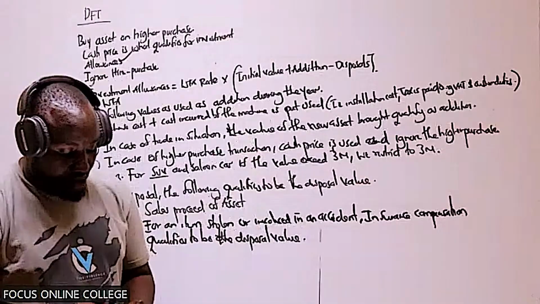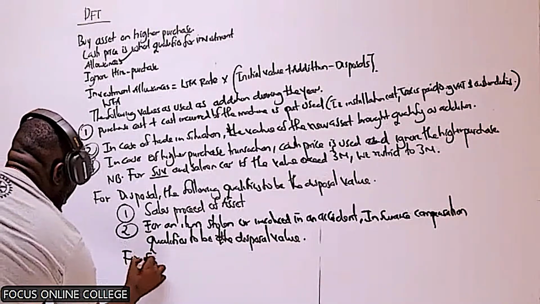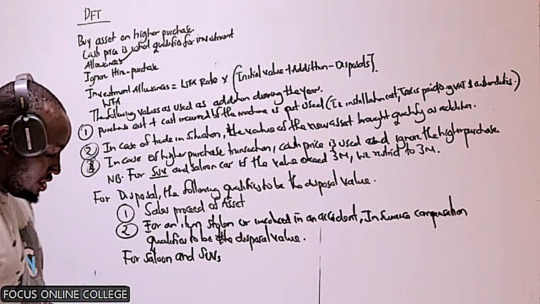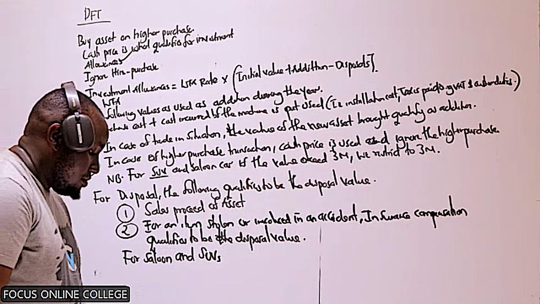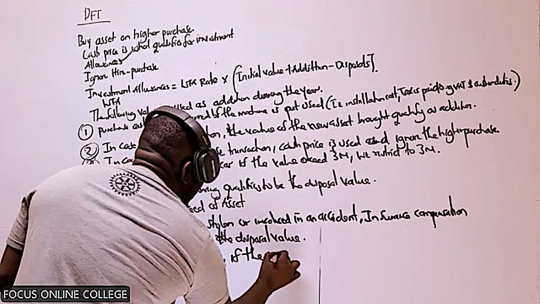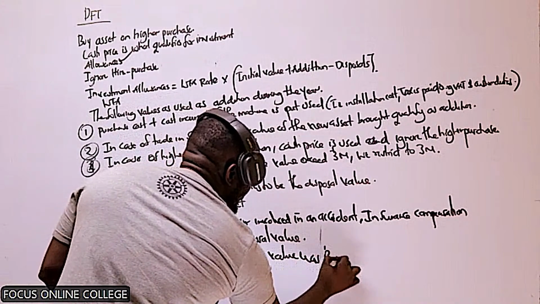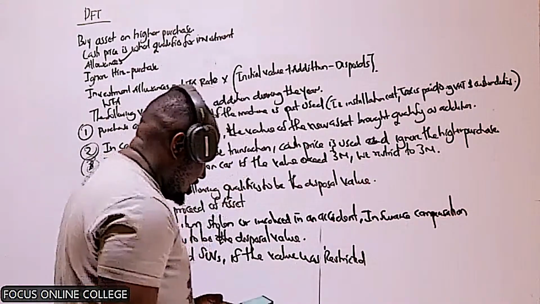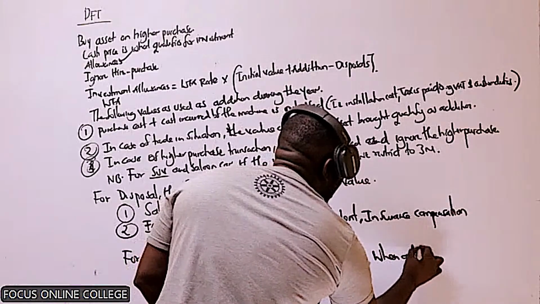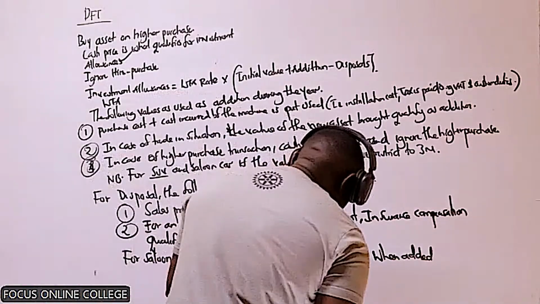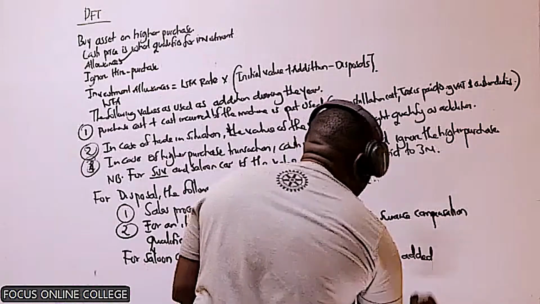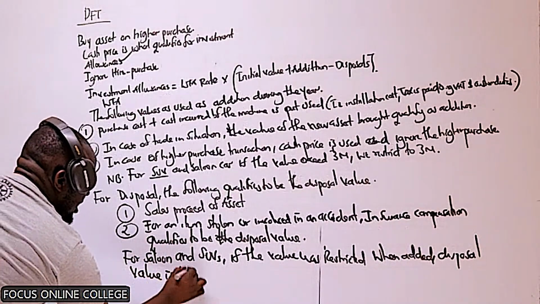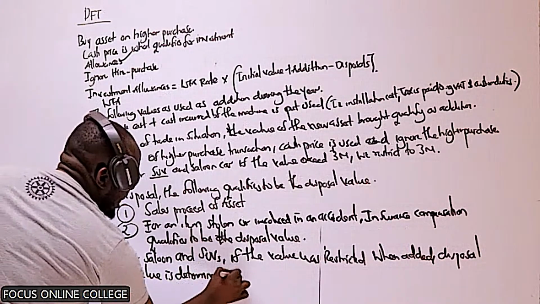Then the last item before we get to the question. For saloon cars and SUVs, if the value was restricted when added, the disposal value is determined as follows.